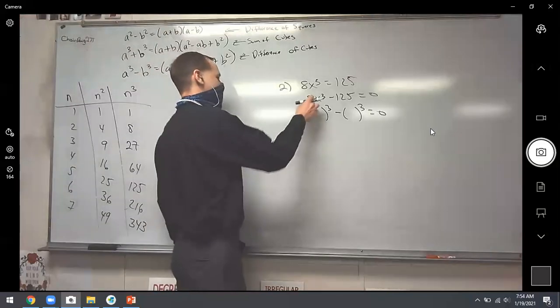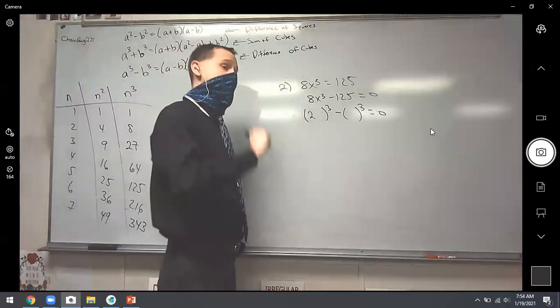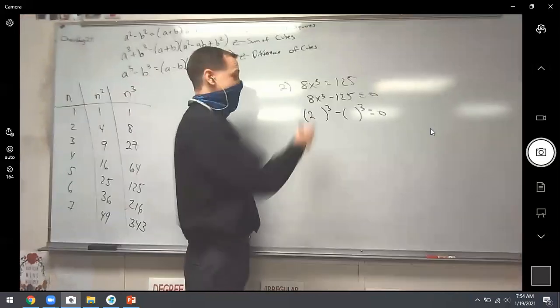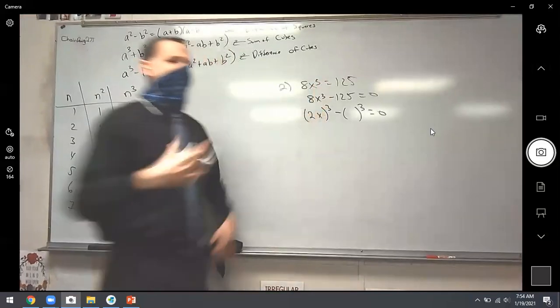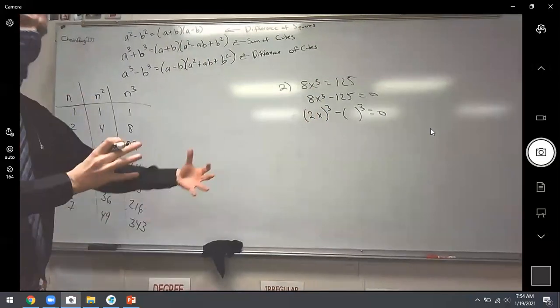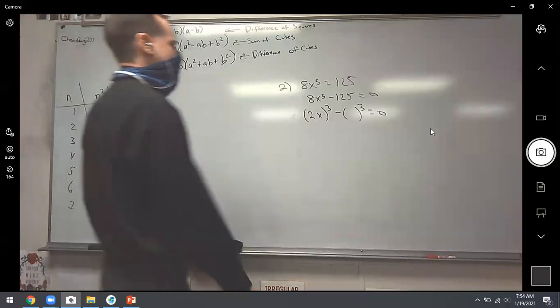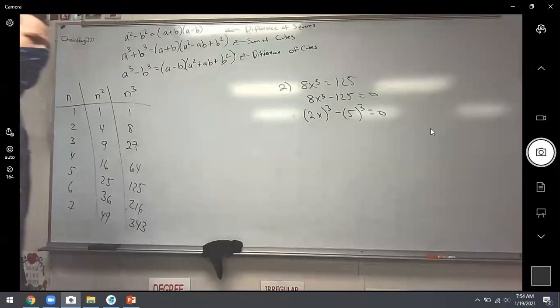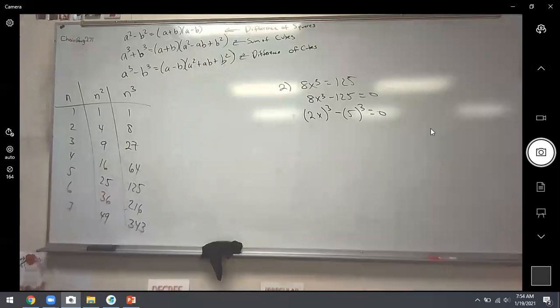So what cubed is 8? According to my little chart over there, 2 cubed is 8. That covers the 8. But we also got x cubed, so maybe an x. So the quantity 2x, when cubed, 2x times 2x times 2x does in fact equal 8x cubed. And from the chart, 5 cubed is 125. So we can think of this as a difference of cubes right here.